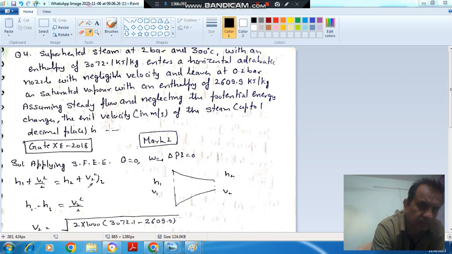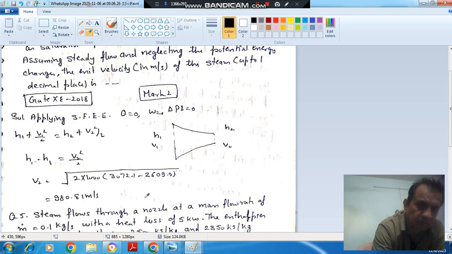Because the velocity at the inlet is negligible, V1 will be 0. So it will be H1 minus H2 equal to V2 square by 2, or V2 is root of 2 into 1000 into bracket 3072.1 minus 2609.9, because 1000 is multiplied to convert kilojoule into joule. So it will give velocity as 980.81 meter per second.